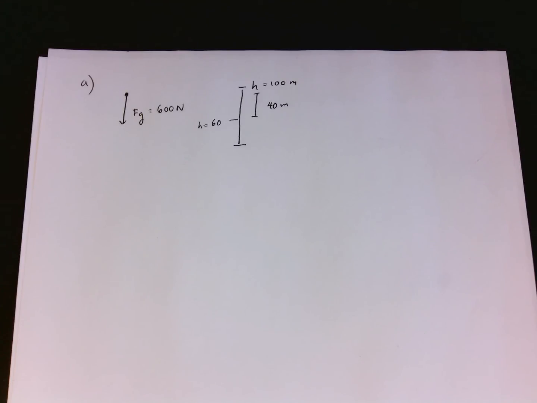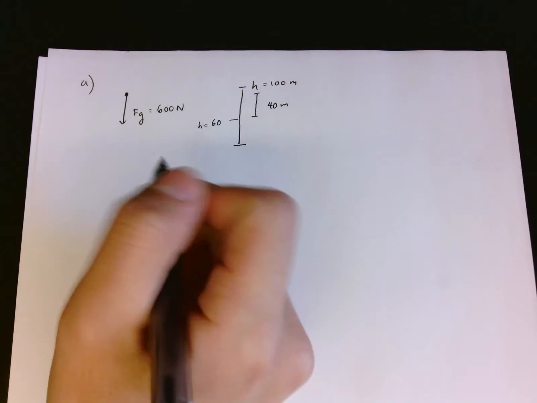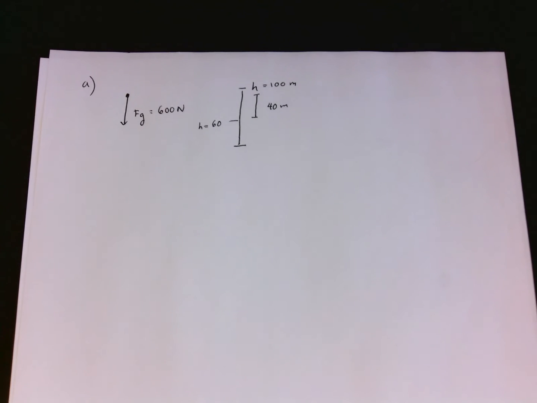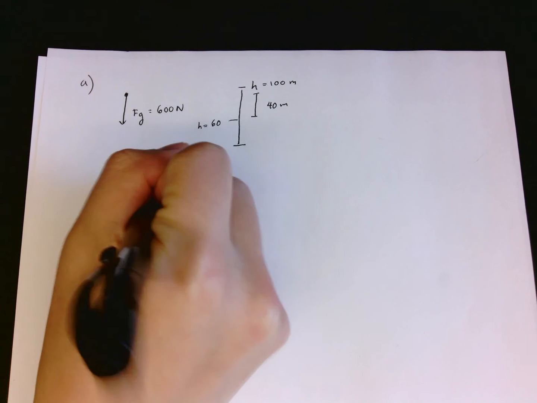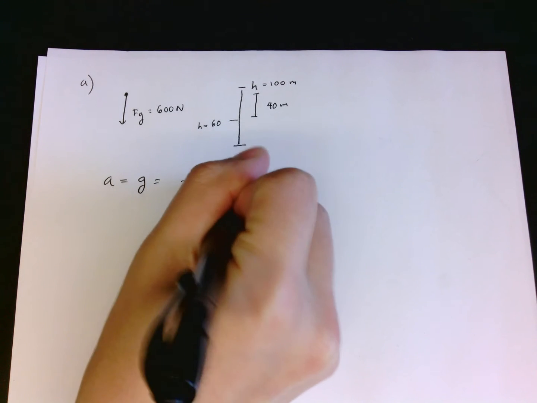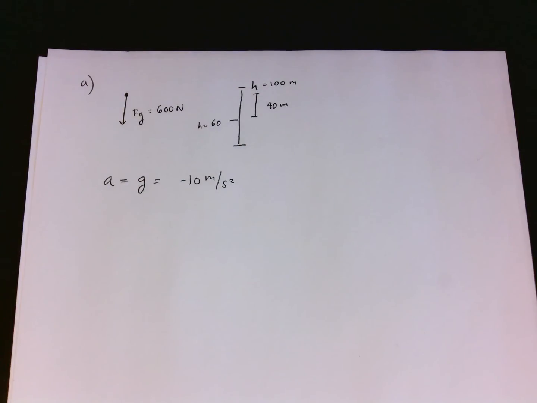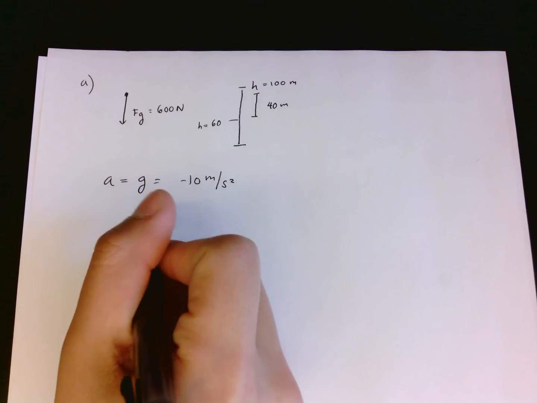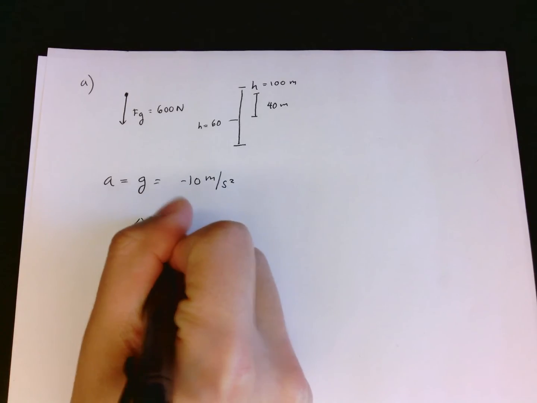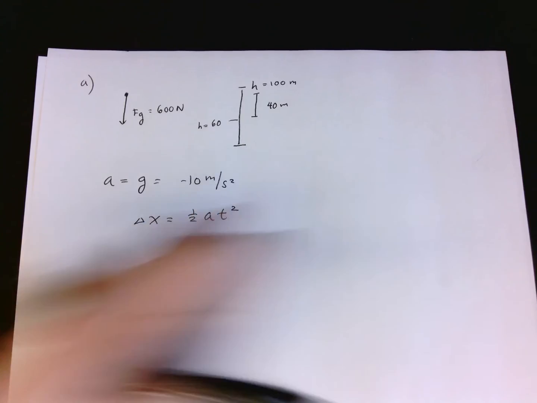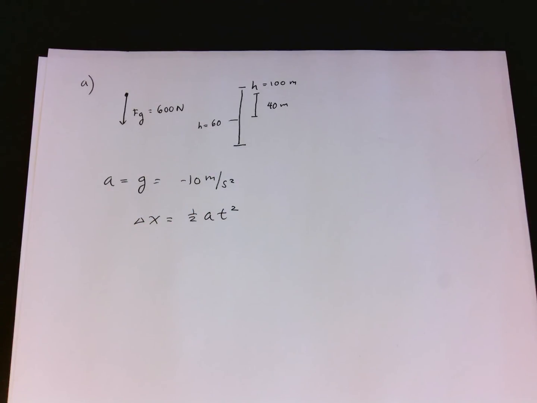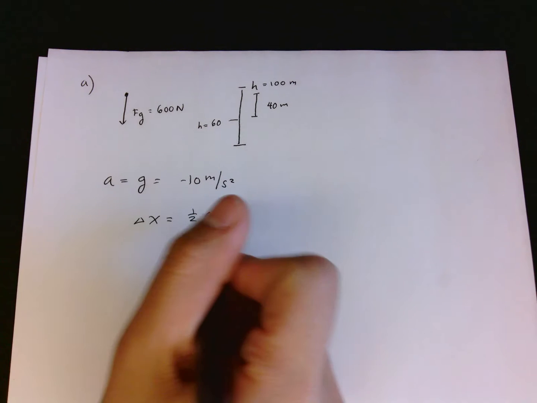So until a height of 60 meters, the only force that Ben experiences is the force of gravity. Because the only force is gravity, we know that his acceleration throughout this period is g, which is just negative 10 meters per second squared. We also know the equation delta x is equal to 1/2 at squared, and since his velocity is 0 initially, we can just use this.